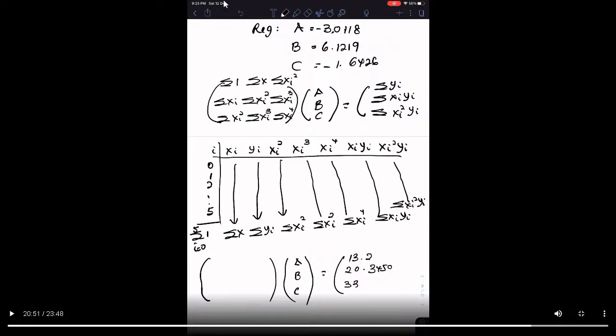Now let's continue to the next topic. It is the last part of chapter 4, which we call linearization. Let's go.